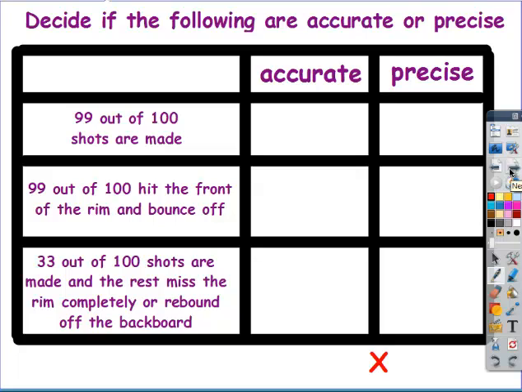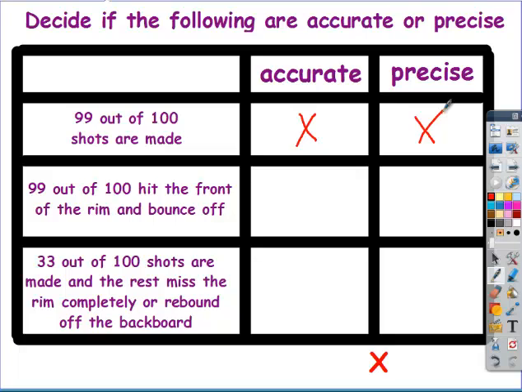Decide if the following are accurate or precise. Restart when you have an answer. If a person makes 99 out of 100 shots, I would say they're pretty accurate. They're also pretty precise. That's a pretty good precision.